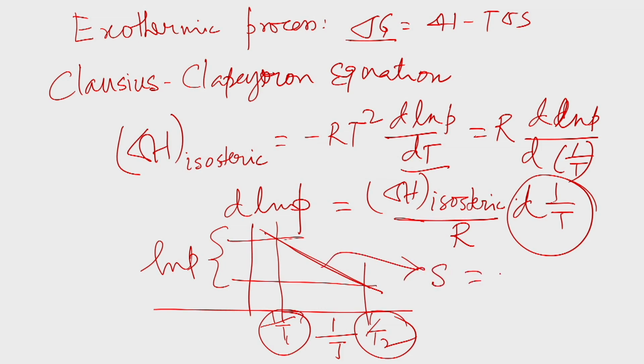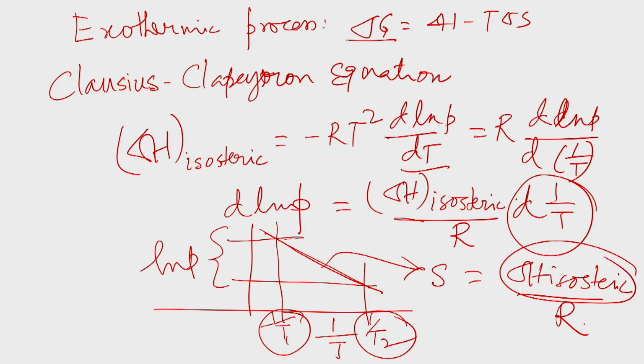The slope will be delta H isosteric by R, where R is the universal gas constant. So, we will be getting this delta H isosteric from this equation or from this experimentation. So, if we change the temperature from T1 to T2 and plot 1 by T against the differential of the logarithm of pressure, we will be getting a straight line, and the slope will give the enthalpy value, the isosteric heat of adsorption.